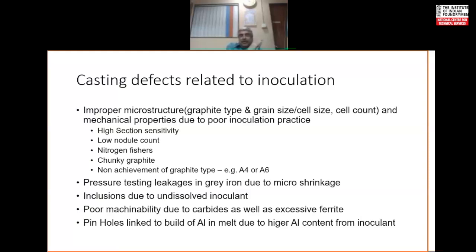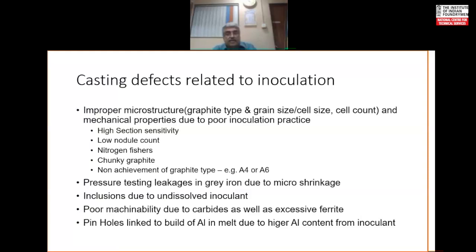If the inoculation is not proper, undercooling is happening, carbides will appear, and you will get poor machinability. Your graphite will not be proper, or sometimes you may get too much of D type graphite, which is excessive ferrite coming out, and again you will have problems in machining. Sometimes there can be pinholes which are linked with buildup of aluminum in cast metal, especially if you are using inoculants which have higher aluminum content. So that is another thing that people check in these cases.